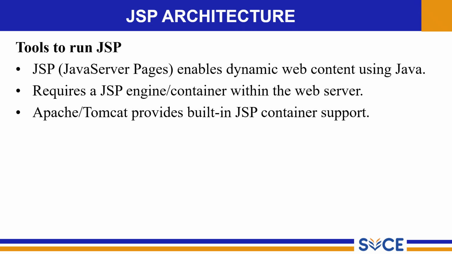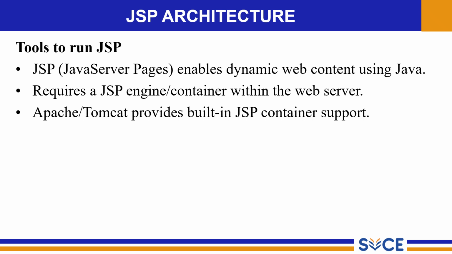JSP is a powerful technology used to create dynamic web content by embedding Java code directly within HTML. It allows developers to build interactive and data-driven web pages while keeping the presentation layer simple and flexible. Unlike traditional static HTML, JSP can respond to user inputs and interact with databases and generate customized output for each request. To run a JSP page, a JSP engine or container is required.